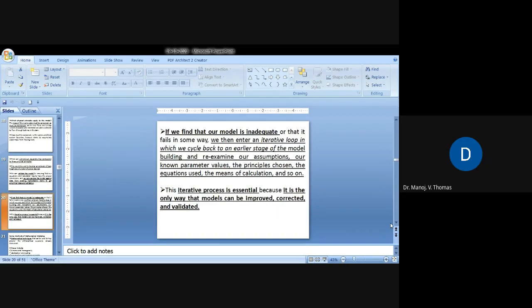So if you find that our model is inadequate, then we enter a loop in which we cycle back to an early stage of the model building and re-examine assumptions. Or a known parameter value will change. We will change the principles, or we will change the equations. We will change the means of calculation. This iterative process is essential because it is the only way that models can be improved, corrected, and validated. The models can be improved, corrected, and validated only through this iterative step, only through this looping.